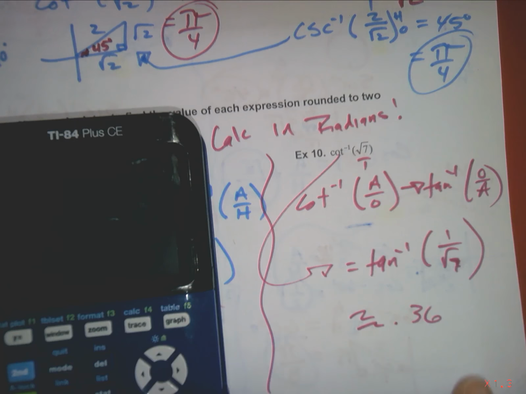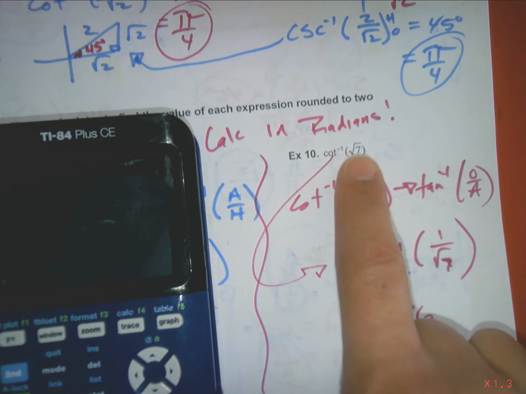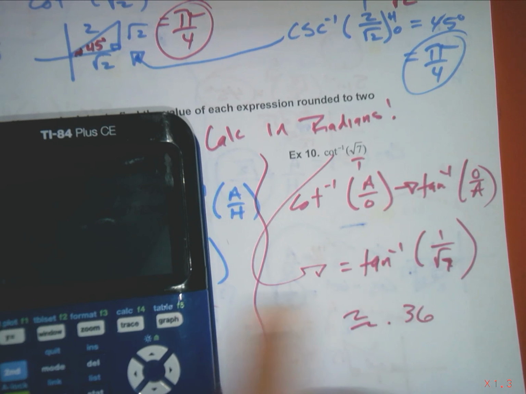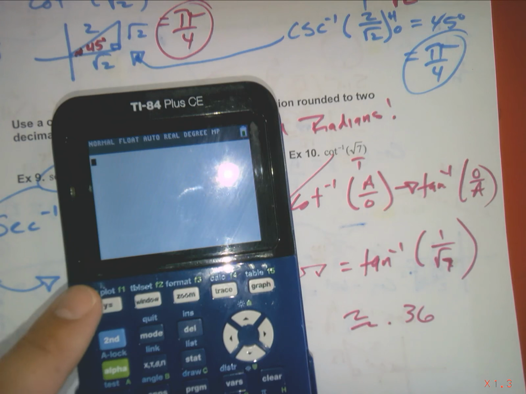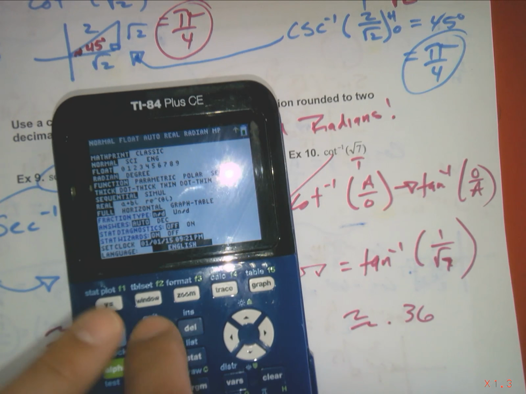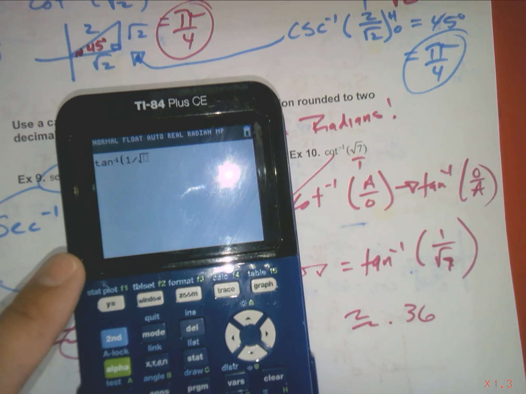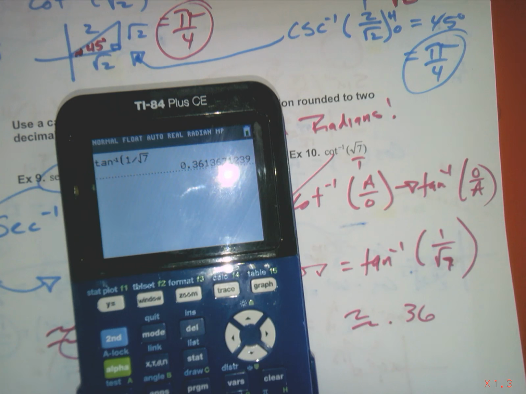Okay. All right, so if you're doing example 10, and I'm doing the inverse tangent of root 7 over 1, flip that as 1 over root 7, and I'm going to plug that in. So again, make sure you're in radians. Okay, and I'm going to do inverse tangent of 1 divided by the square root of 7. Okay, as I press that, I should get 0.36. Okay, make sure you're in radians as you're doing that.